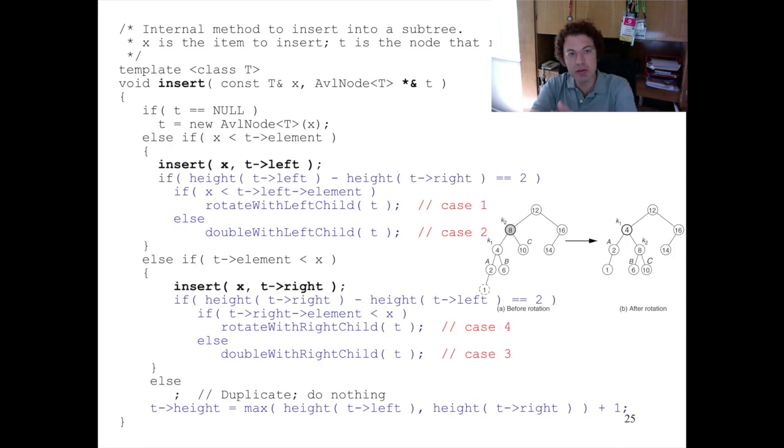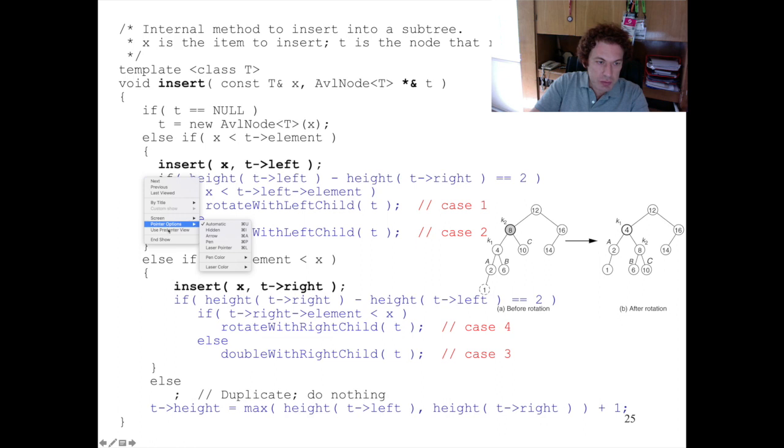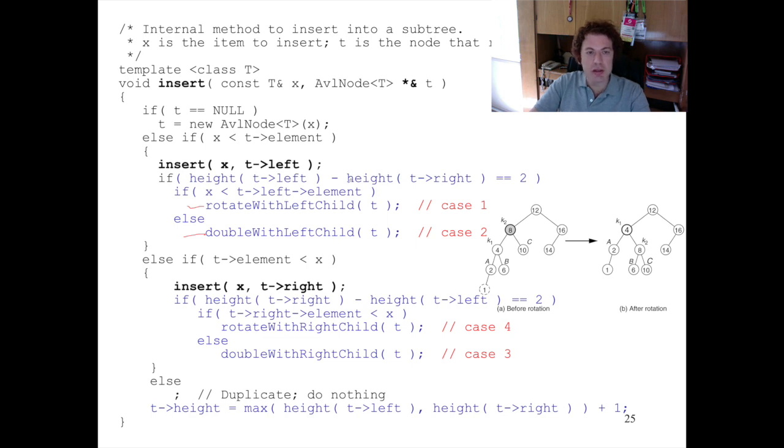Now let's keep everything together by this insertion function, which will basically call either single rotation or double rotation based on the case. So first of all, don't look at the black and blue parts, because the other parts are copy-pasted from my binary search tree insertion function. It is exactly the same.